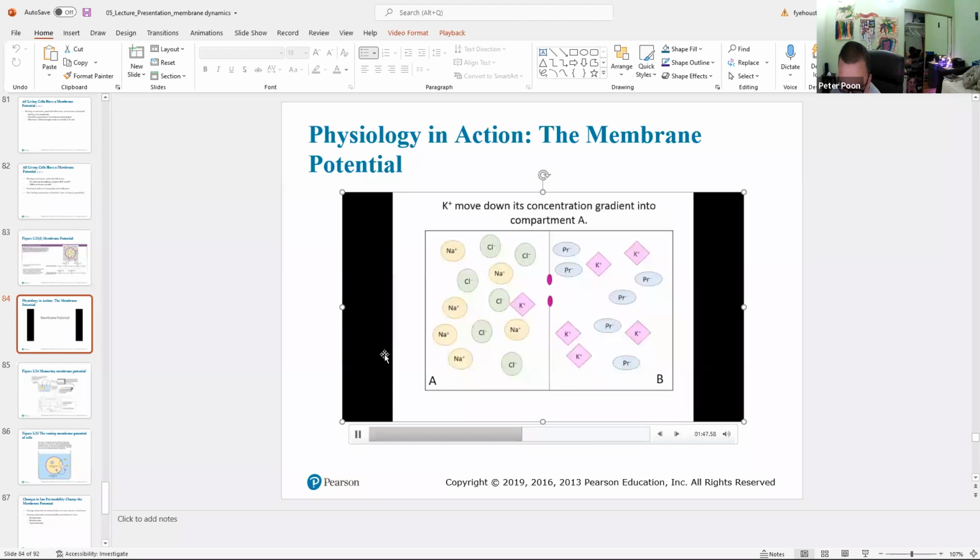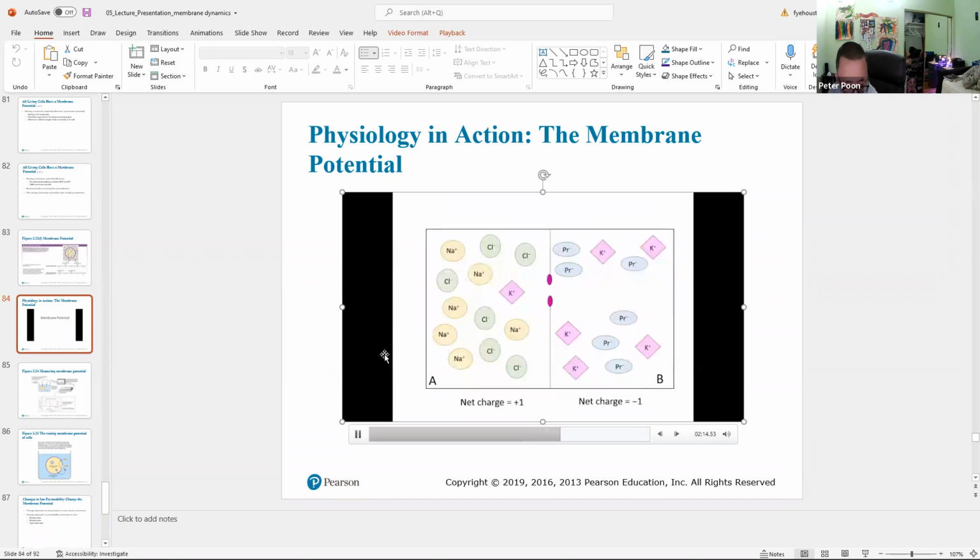But we must also consider the electrical gradient created by the movement of an ion across the membrane. As soon as positively charged potassium entered compartment A, an electrical potential difference was created. Compartment A now has a net charge of +1, and compartment B, with an unmatched protein anion, has a net charge of -1. At this point, there are two forces acting on potassium.